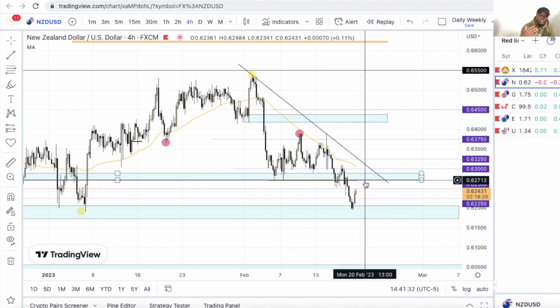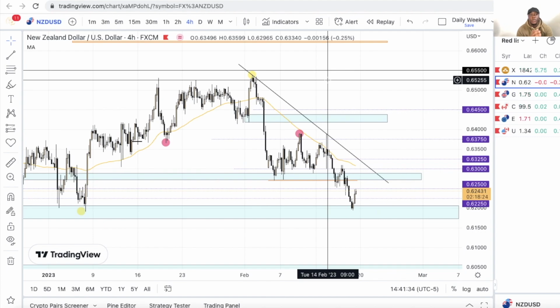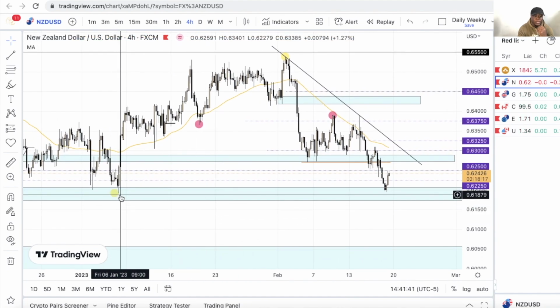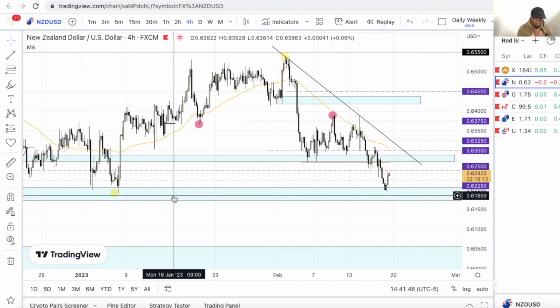You can see that the market is pulling back. So my prediction for next week: continuous movement to the downside. We didn't break this daily low, but I do believe for sure next week we're going to break the daily low.